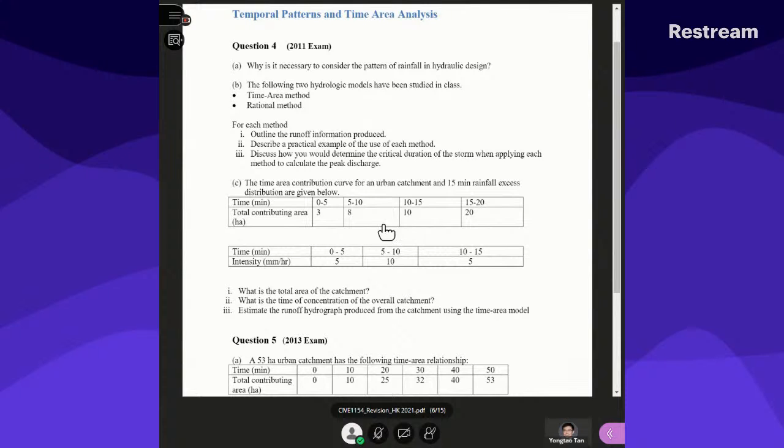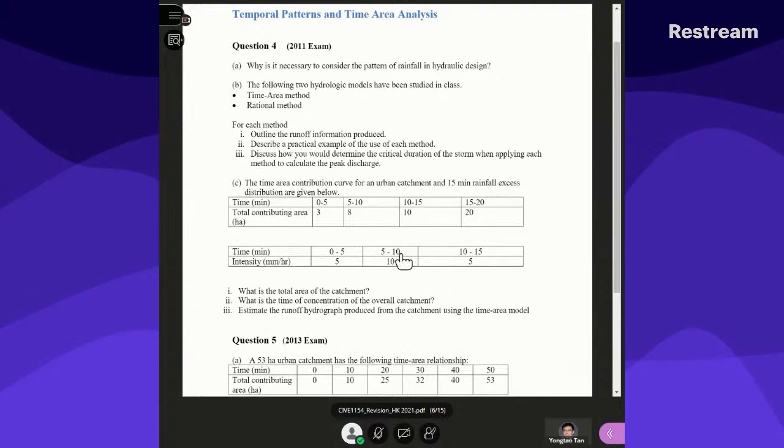Also this is the rainfall height graph, meaning the rainfall intensity at 5 minutes interval. You need to estimate the runoff hydrograph, or the input hydrograph, produced from the catchment using the time area model. Actually, you need to be clear about that.